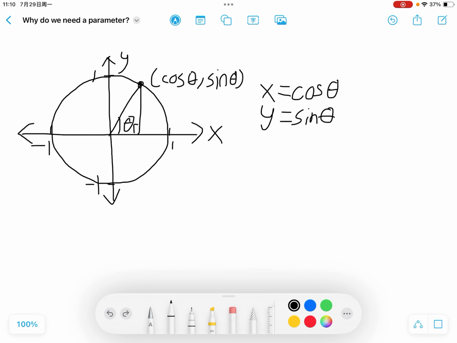For every single point here, for any theta, the coordinates are cosine theta and sine theta. So in this case, theta is actually our parameter. It's the third variable we introduce to describe both x and y. And it connects x and y together.